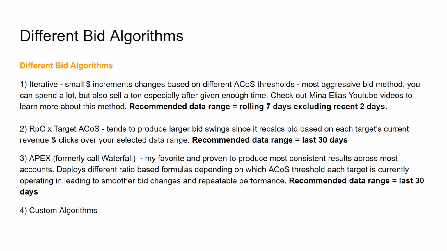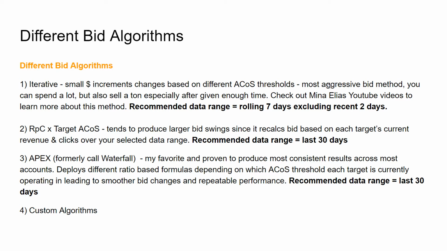So if you have a high ACOS threshold set, it's going to be more conservative to try to reduce the bids for anything performing above that threshold. If you've got targets performing in an acceptable ACOS threshold, it's going to make performance adjustments on those as well, just to help boost them and make them even a little bit better. The recommended data range on this one is 30 days, which is what we've seen work the best.